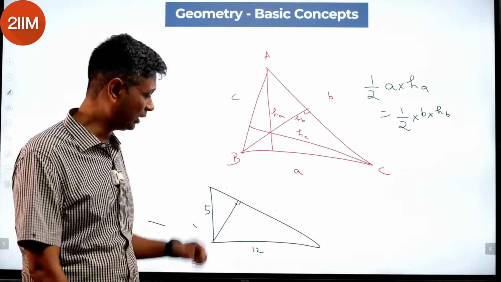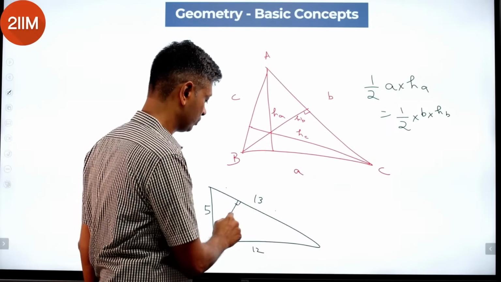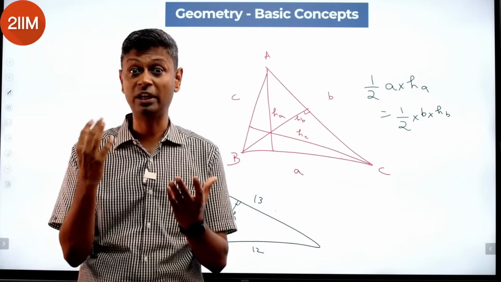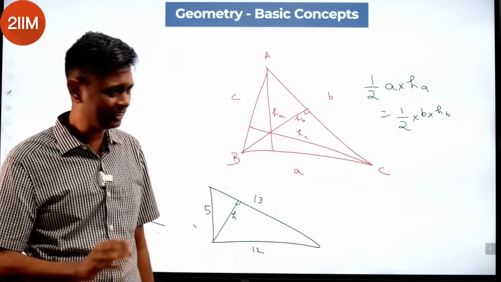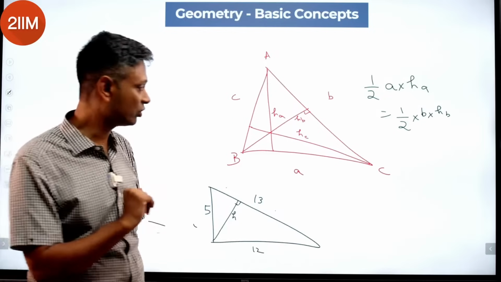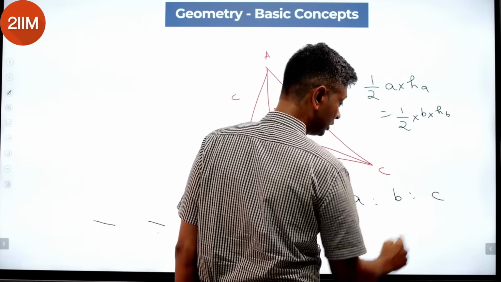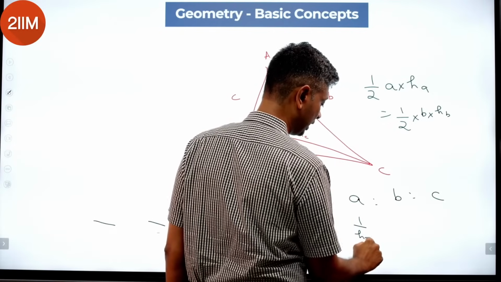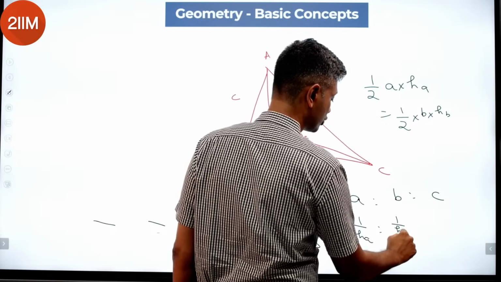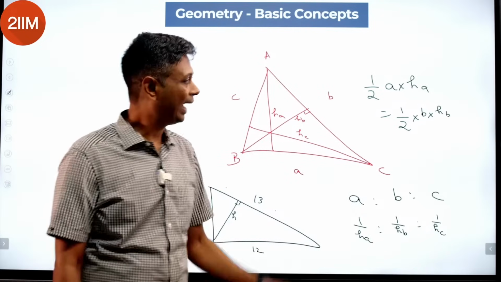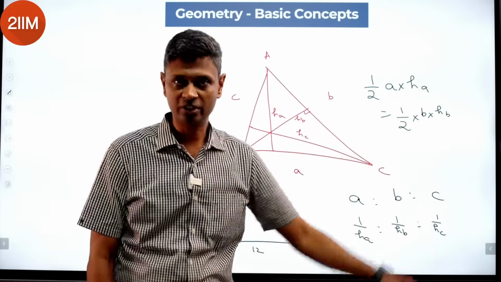Area is half into 5 into 12, which is equal to half into height into 13. We found h. So area is half into base into height. That's very powerful. Right? Final thing, we know ratio of sides of a triangle. We know A is to B is to C. This is nothing but 1 by HA is to 1 by HB is to 1 by HC. A into HA is B into HB is C into HC.